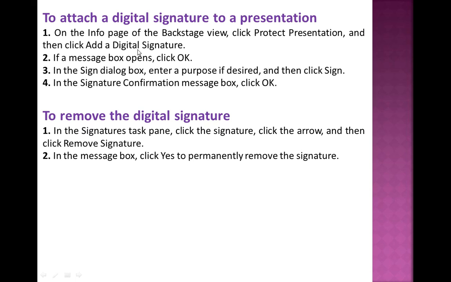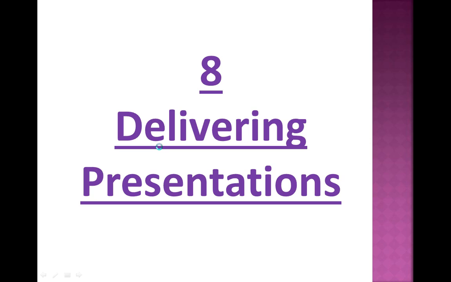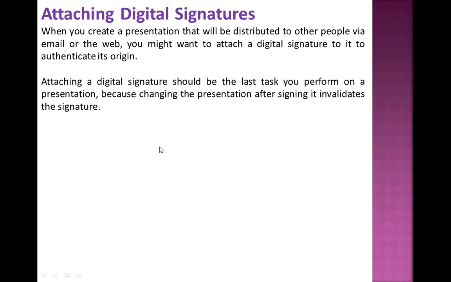Then how to add it? Simply go to the Info page, click on Protect Presentation and then click on Add a Digital Signature. If a message box opens, click on the OK. In the Sign dialog box, enter the purpose and then click on Sign. In the Signature Confirmation message box, click on the OK button. In the same way, we can remove it. Go to the Signature task pane, click on the signature, click on Remove Signature. This is how we can add the signature.